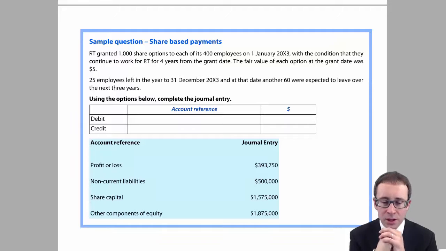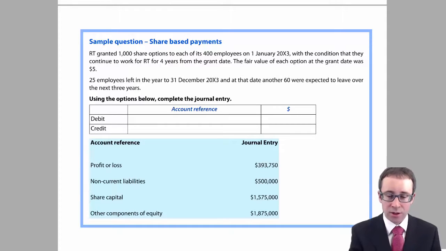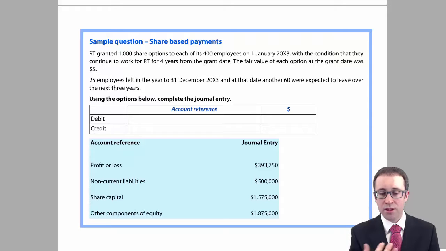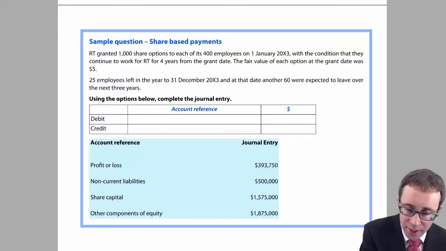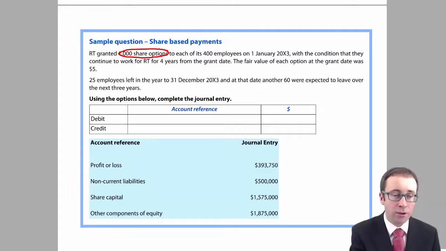So I would be looking for this type of question within the exam if you can, because I think it's perfectly passable. So what you've got there, as you can see at the bottom, it's got some options that you need to put to complete the journal entry. So there's some numbers with the journal entry, and then there's the account reference as well, isn't there? So where do you process the debit, where do you process the credit? Okay, so what you have as a company is they're called RT that granted 1,000 share options.